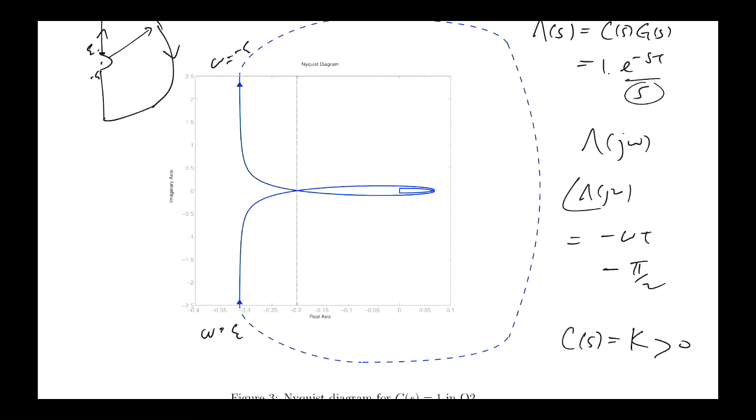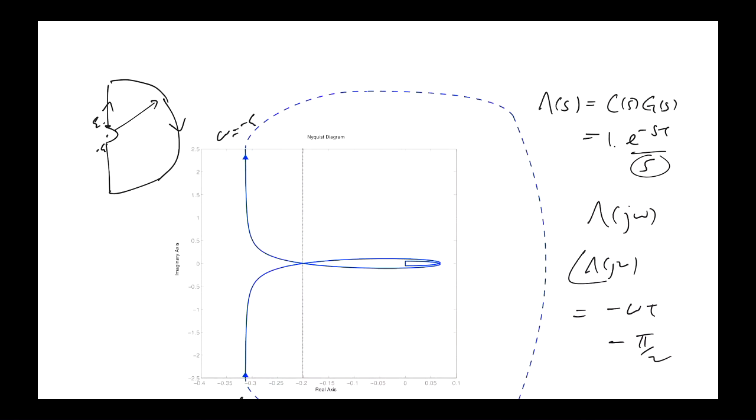Okay, so we can have a gain of up to 5, but we can't go beyond 5. Right, and that can all just be read off the Nyquist plot. Okay. All right, so what else is there?